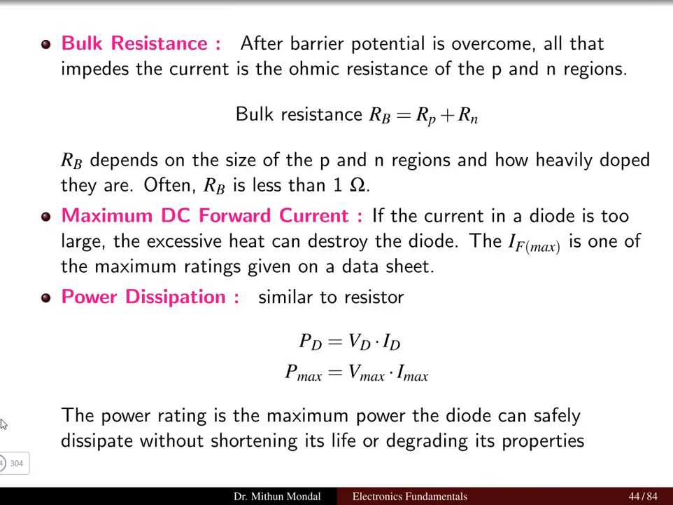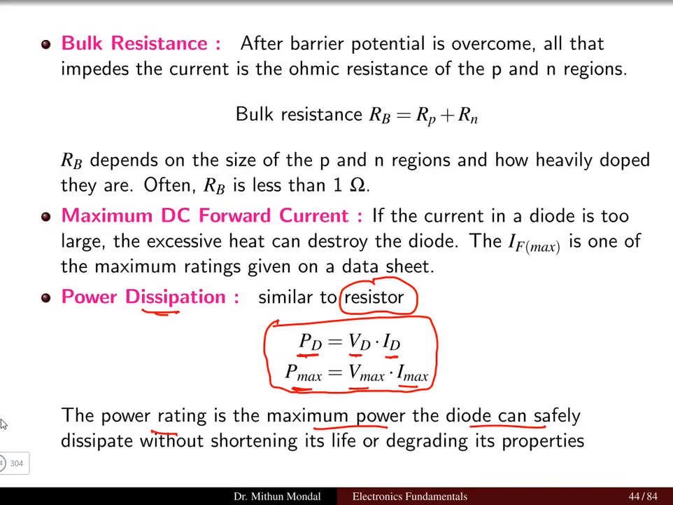The power dissipation in the diode is similar to that of a resistor, where we can use the power equation as the product of voltage and current. So the diode power is equal to diode voltage times diode current, or the maximum power of a diode is the maximum voltage of the diode multiplied with the maximum current. Power rating is the maximum power that the diode can safely dissipate without shortening its life or degrading its properties. Due to the current, heat is produced, and that heat is responsible for the power loss. So that has to be kept in check, otherwise the life will be short.